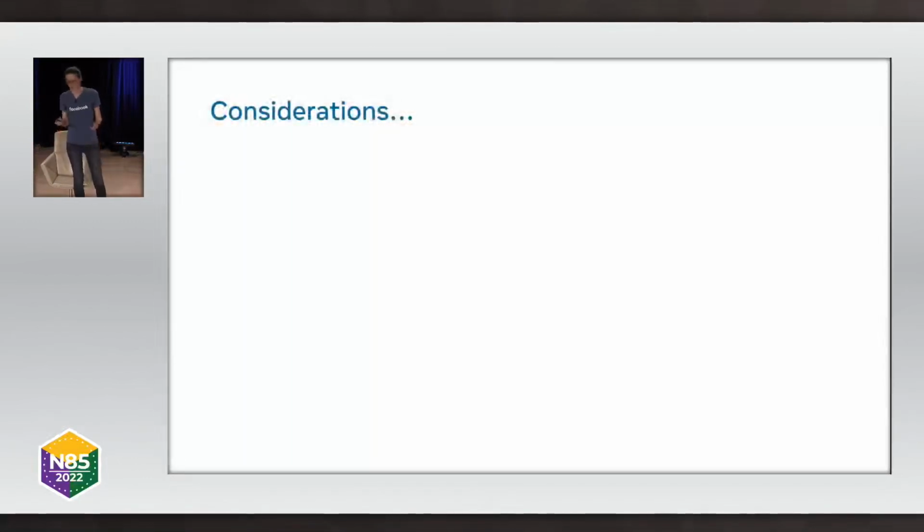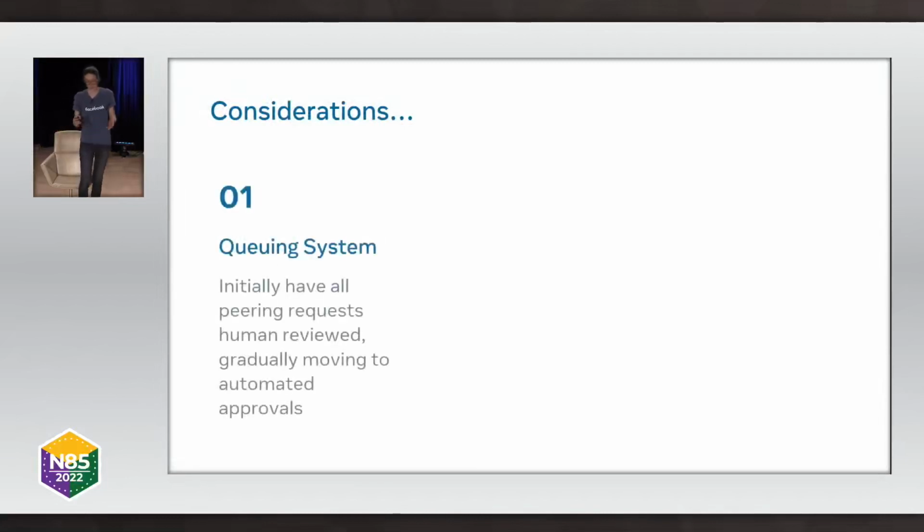All right, there were a number of considerations we had when we were setting this up. First off, we wanted to have some kind of queuing system, so that we could be confident that our services were doing what we expected. We wanted to make sure we were acting correctly. Gradually, we've been moving to more automated approvals as we get more confident in our system.